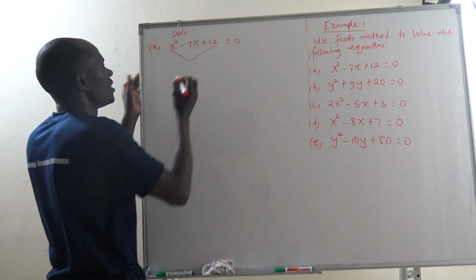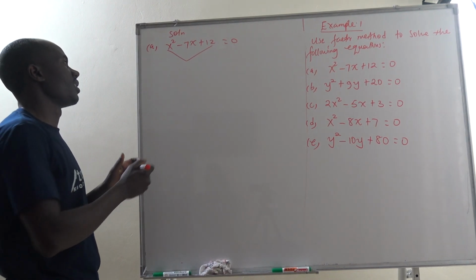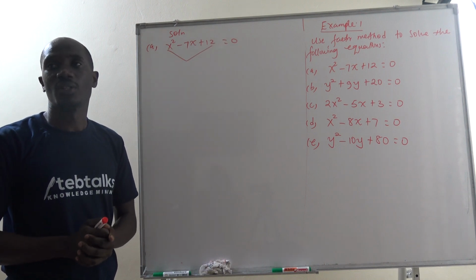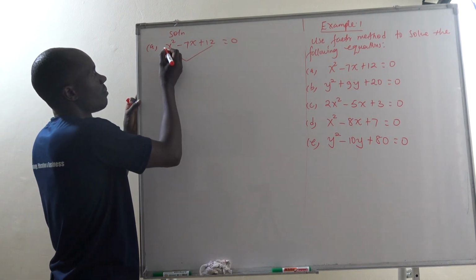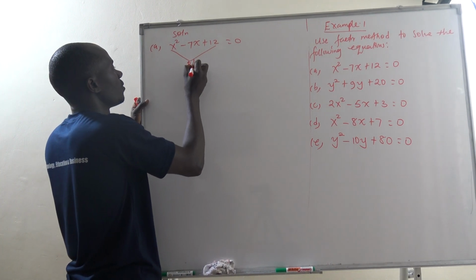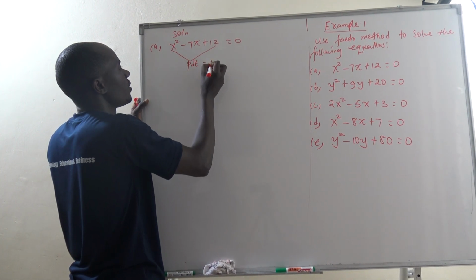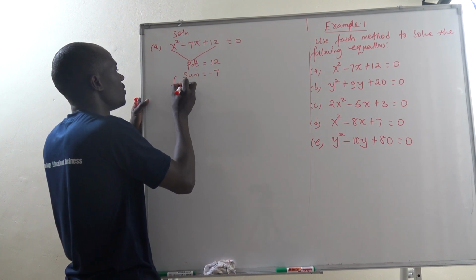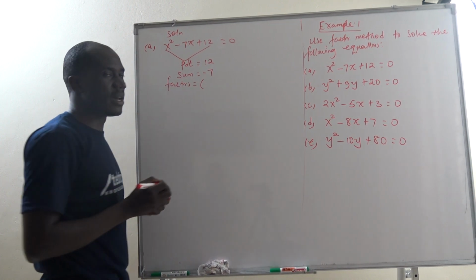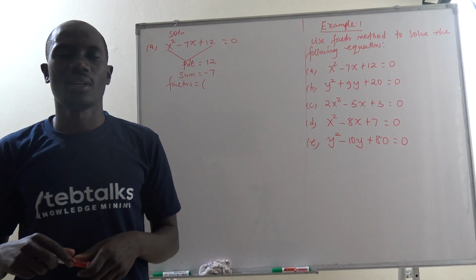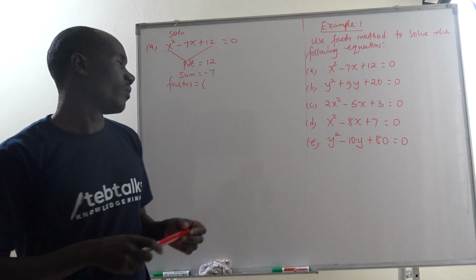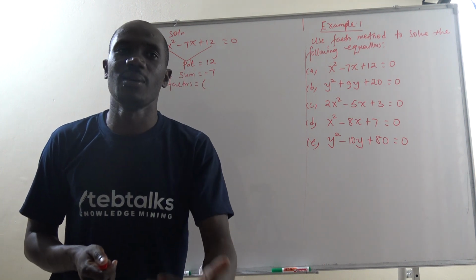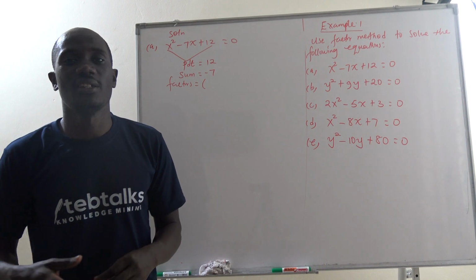Look at the product. The product is got by looking at the coefficient of x squared together with the coefficient of x to the power 0. The number in front is 1 and the last one is 12. We multiply: 1 times 12 gives 12. The sum is negative 7. Look at the factors. Think of two numbers which, when you multiply them, you get a positive 12, and when you add them, you get a negative 7.